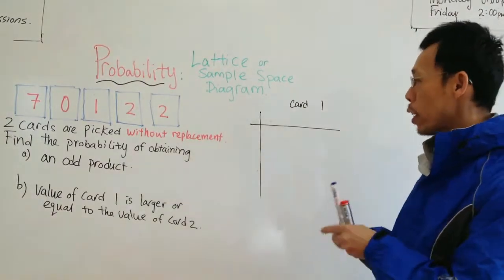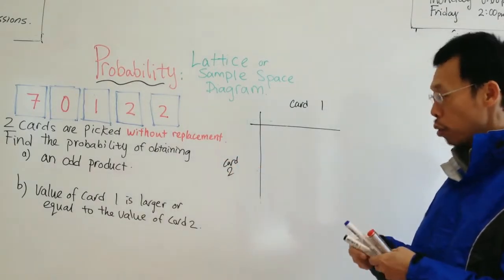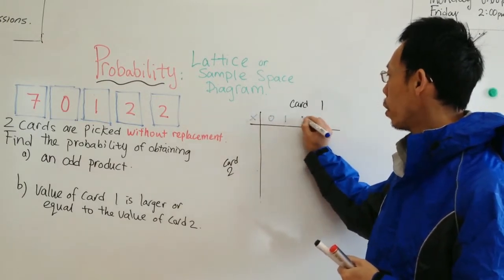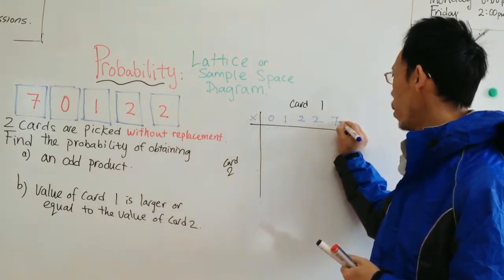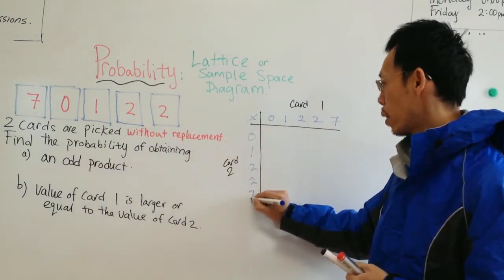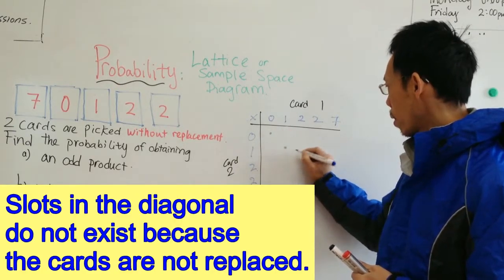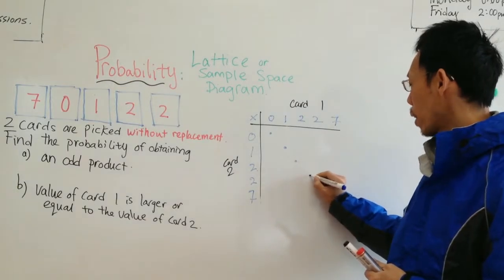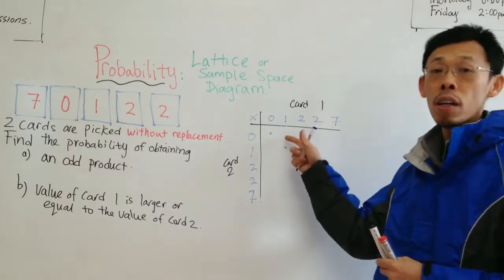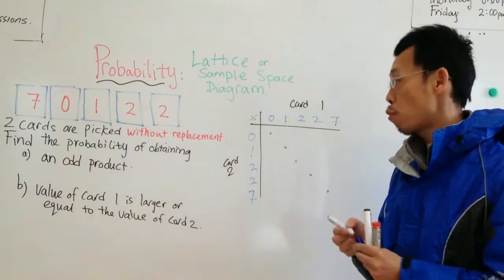So then you have that card 1 here, and then card 2, the value of card 1 and the value of card 2, and then now you put in the value. So here I will multiply 0, 1, 2, 2, and 7. 0, 1, 2, 2, and 7. But the thing in the diagonal cannot happen, so we have to take that out. So the dot means doesn't exist, because you can't have card 1 being 0 and the second card being 0 again, because this is without replacement.